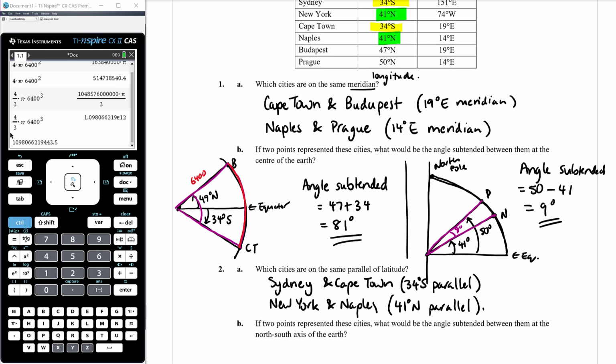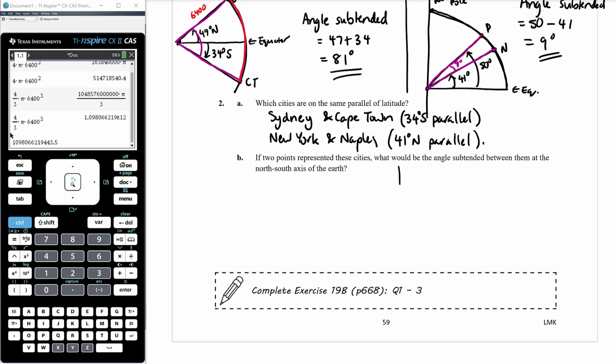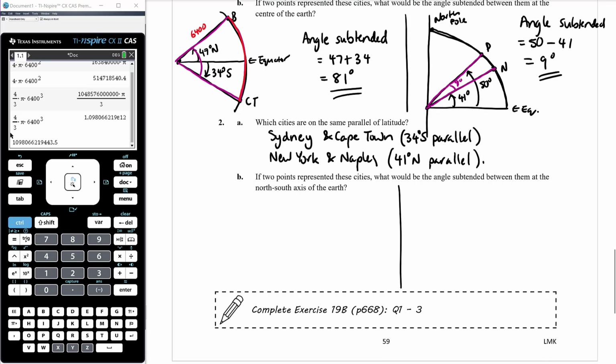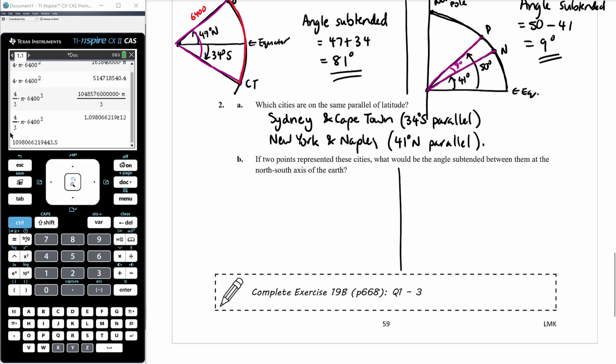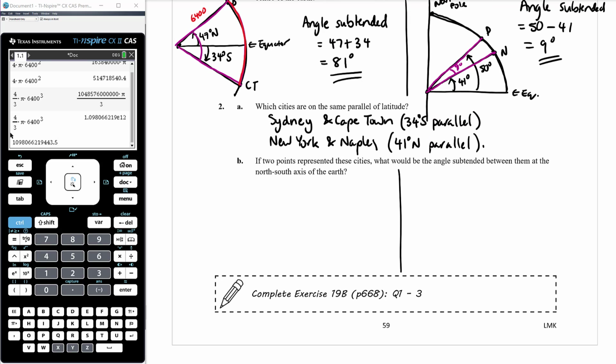Okay, so if 2 points represented these cities, what would be the angle subtended between them at the north-south axis of the Earth? Okay, so we need to do them separately. So we need to think about Sydney and Cape Town over here on the left. So Sydney and Cape Town are both south. Okay, so this time, rather than looking at the Earth by slicing it vertically, we now want to look at the Earth slicing it horizontally. So we want to think about that circle that is at the 34 degree south parallel.